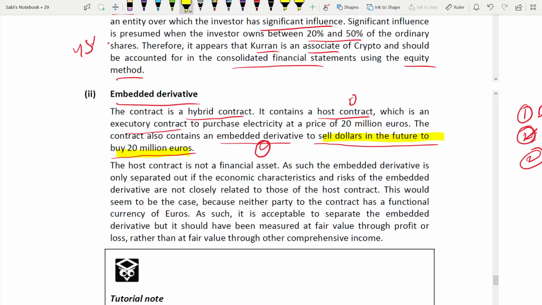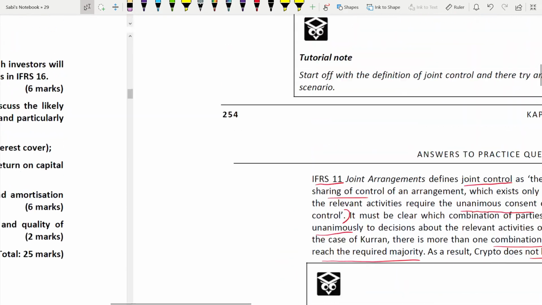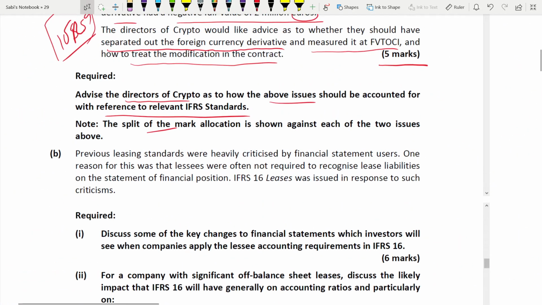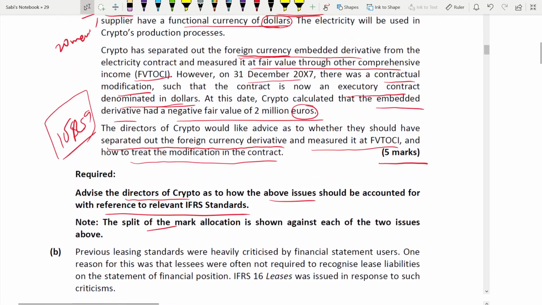See, you want to buy electricity in euros, 20 million euros. So to buy those 20 million euros, you have to sell dollars. Okay. Because your functional currency is dollar. You have to sell dollars to buy 20 million euros. If you're not understanding, let me go through that again to show you. Because most of the people will be confused about why selling dollars and all. Then I will get that doubt in my comment section. So let me clear that doubt also.